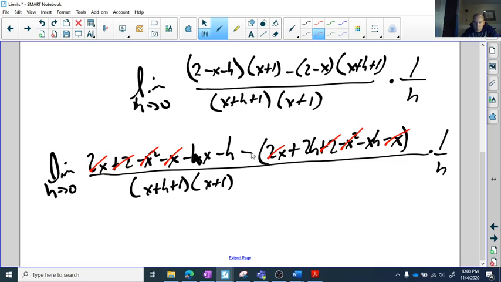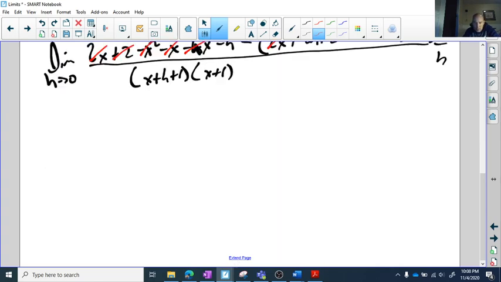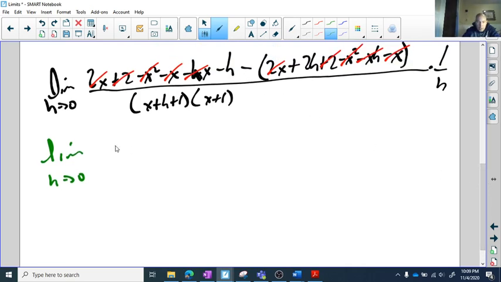This will become minus xh, and this will also be minus hx, xh, same thing. So actually these are going to wipe each other out too. The only thing left in the whole numerator is negative h. So I'm going to rewrite this now. This is what I mean by a bunch of stuff crossed out. So all that mess, we're now down to just negative h over x plus h plus 1 times x plus 1. Still have our 1 over h over here.